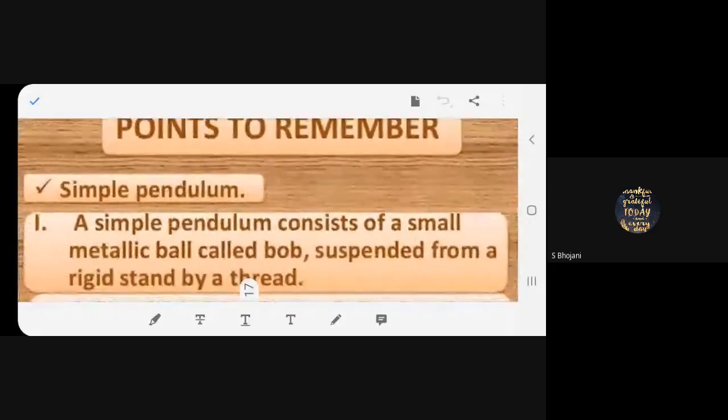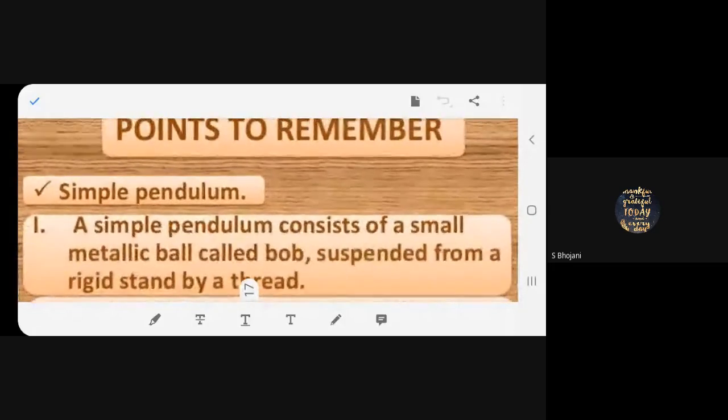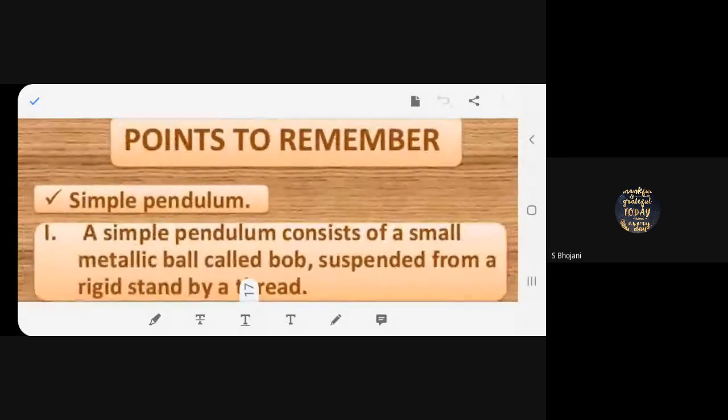One of you please take up the revision. Ma'am, can I? Yes, sure. Okay, ma'am. Points to remember.